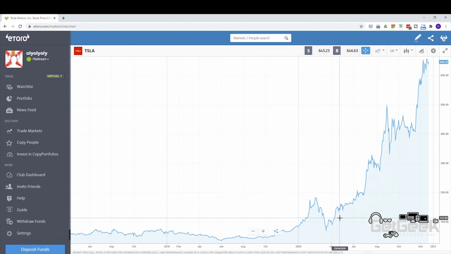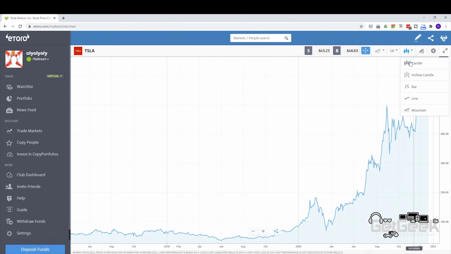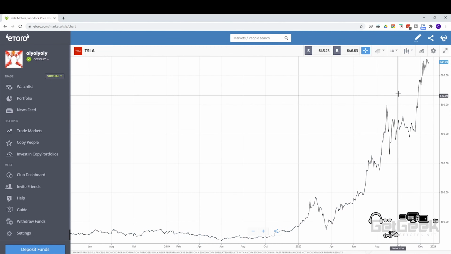So this is currently a mountain chart, which is essentially the same as a line chart, and you can change the types of chart by going to this button here. A line is basically the same but without the fill color underneath the line. I'm going to leave it on a mountain for now so it's clearer in this video.